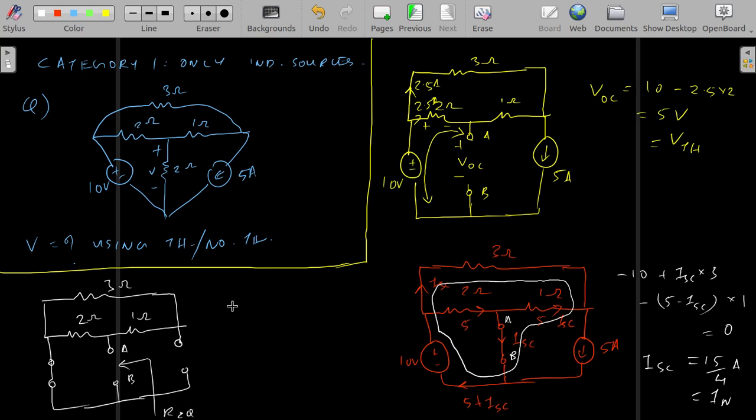equivalent, let's say. So R equivalent is equal to this 3 and 1 will be in series. So 4 parallel 2, which is 4 into 2, 8 by 6, 4 by 3 ohm. Okay, so I think you are clear about this much.